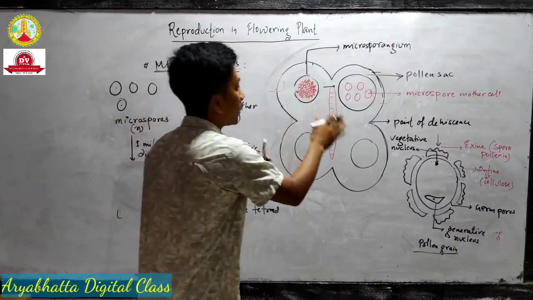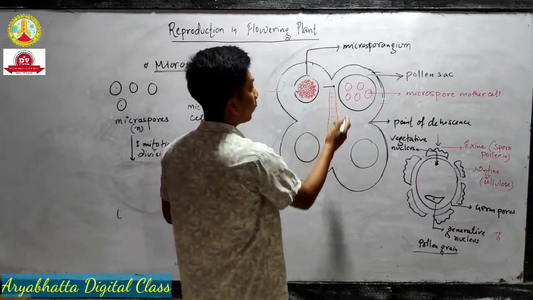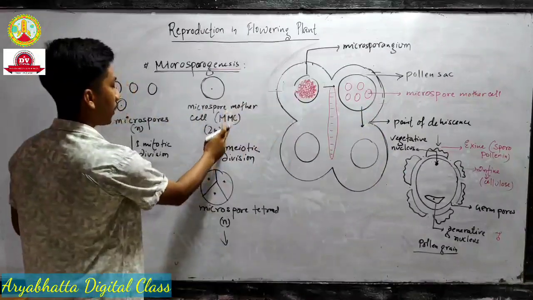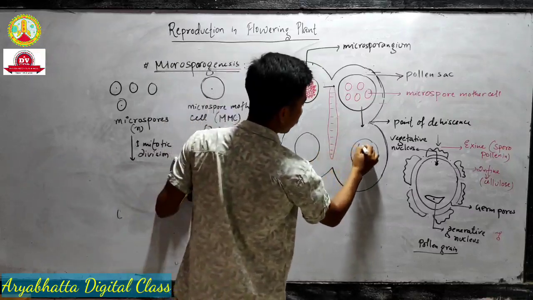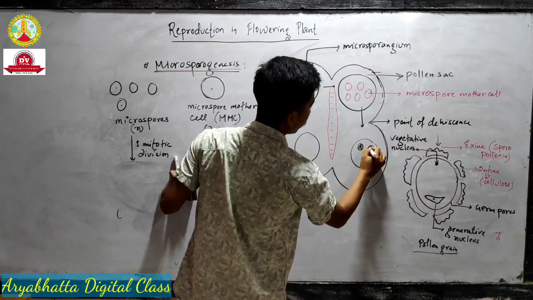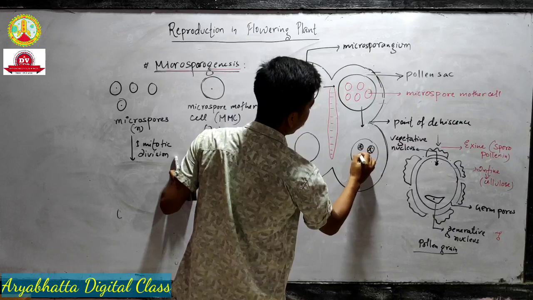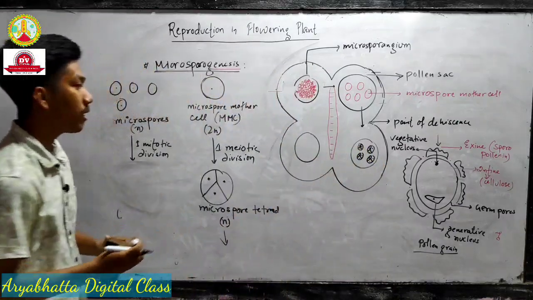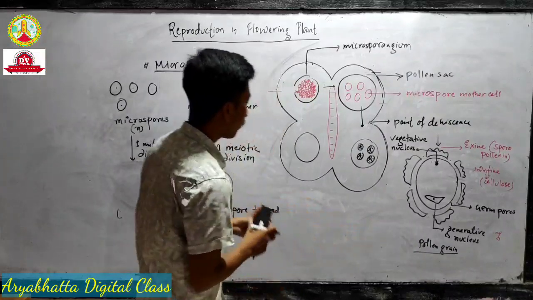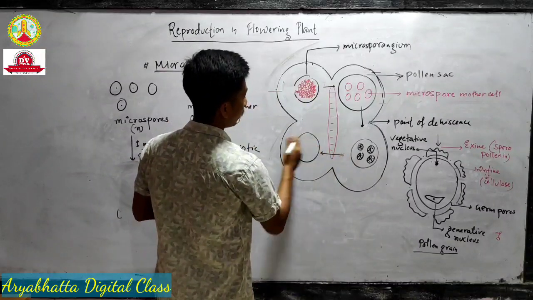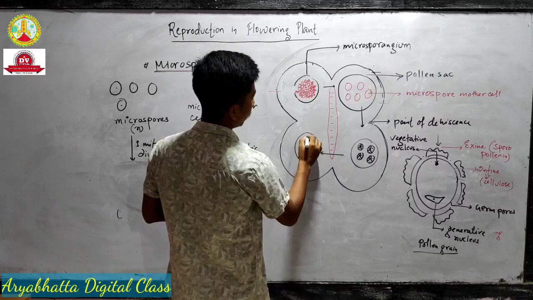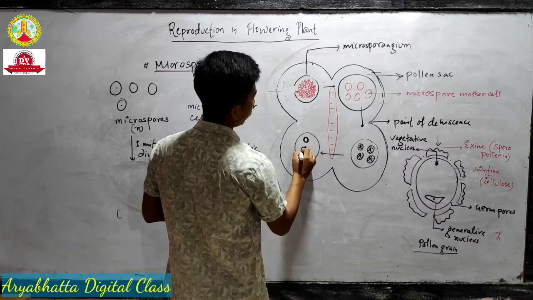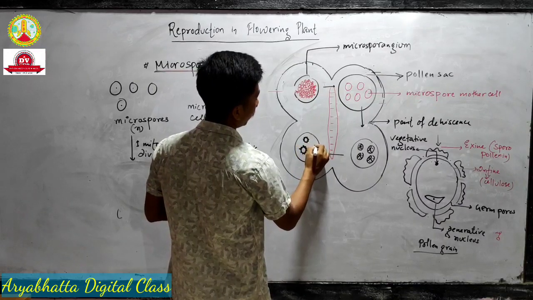Okay, now what are the changes that take place inside the anther? First microspore mother cell will develop into microspore tetrad. So this is a rough diagram for you to understand. Okay, it will develop into microspore tetrad, and this microspore tetrad will give rise to pollen grains. I am showing you only a rough diagram for you to understand, but all these changes take place at what particular time?